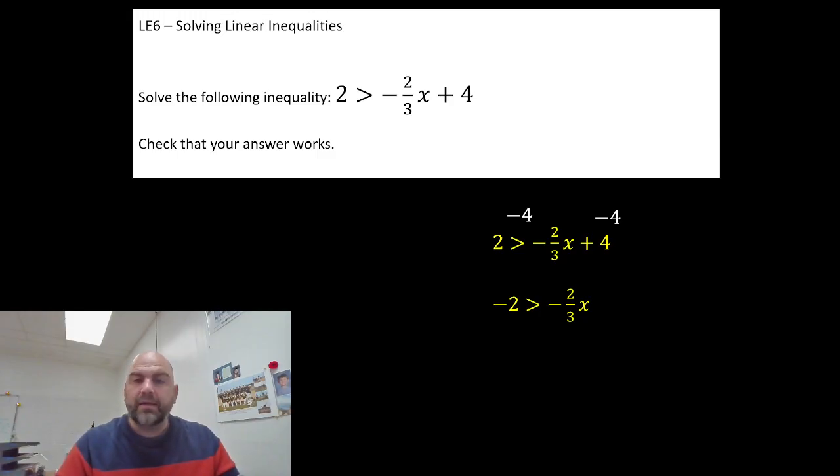Our next step is we're going to multiply by the denominator. Now, because we have a negative on the left and the right, I like to try to get rid of those. And so to do that, I'm going to multiply by a negative number, and that's going to be negative 3. So I'm going to multiply by negative 3, which is going to remove the denominator and the negative from the right-hand side, and it'll remove the negative from the left-hand side as well. So negative 2 times negative 3 gives us positive 6, and negative 2/3 times negative 3 gives us positive 2.